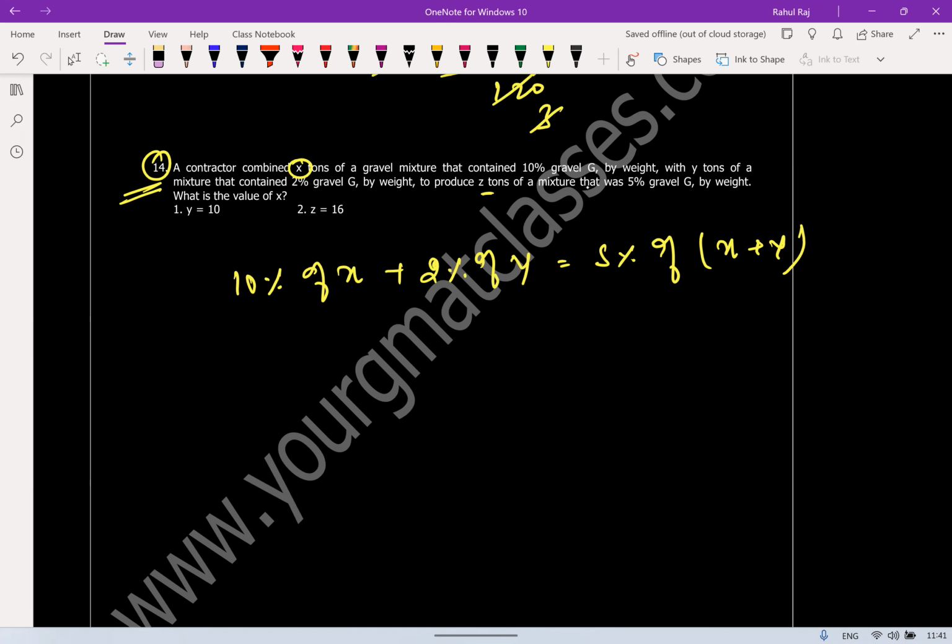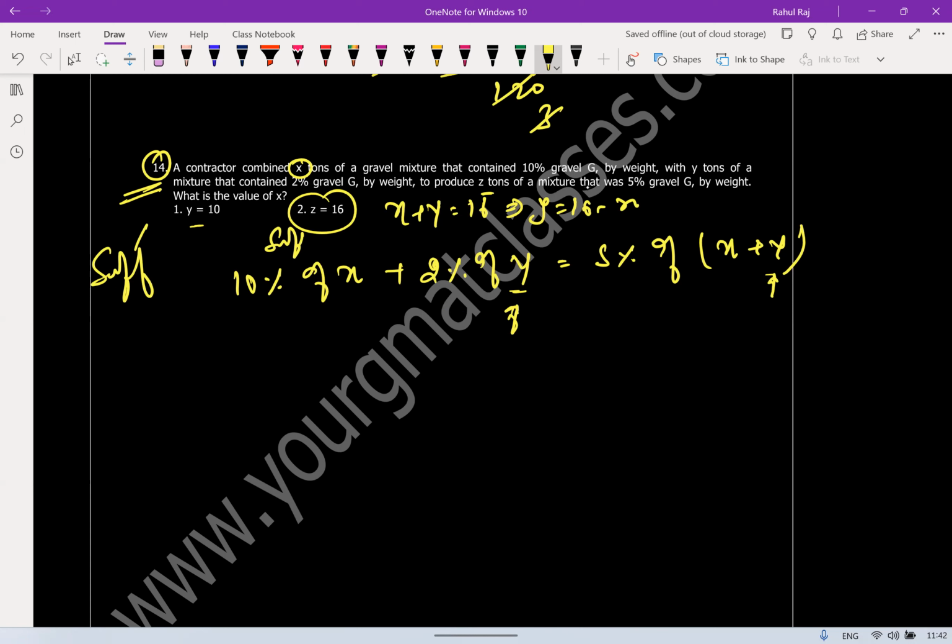Now you are supposed to find the value of X. So if you know the value of Y, you will get the value of X. Simple logic. First is sufficient. Second is Z is 16. That is nothing but X plus Y is 16. So Y is equal to 16 minus X. Put it in place of Y, and you will again get the value of X. So even this is sufficient. So the answer is D. You don't have to solve it. If you are solving it, you are doing an absolute stupidity. So this is a method to go ahead with the percentage method.